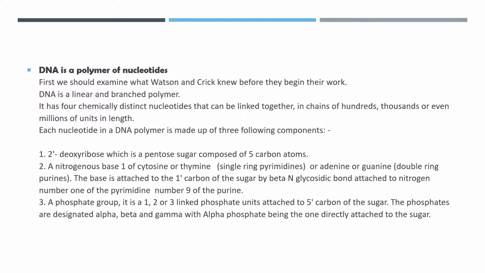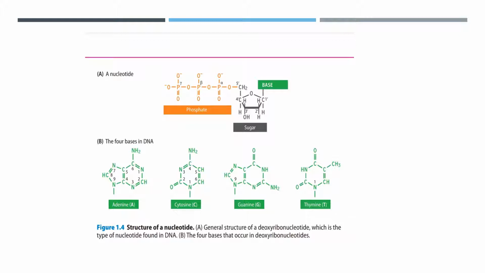Third, a phosphate group. It is 1, 2, or 3 linked phosphate units attached to the 5' carbon of the sugar. The phosphates are designated alpha, beta, and gamma, with the alpha phosphate being the one directly attached to the sugar. Structure of a nucleotide. A, the general structure of a deoxyribonucleotide, which is the type of nucleotide found in DNA. B, the four bases that occur in deoxyribonucleotides.